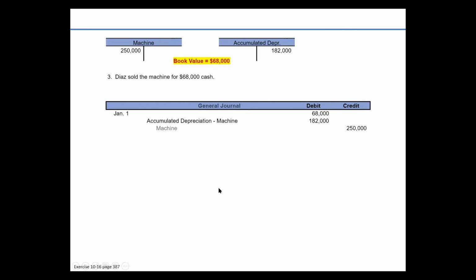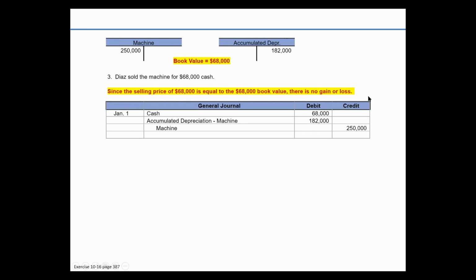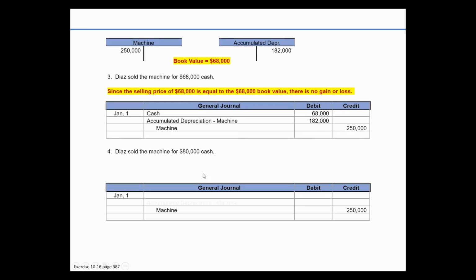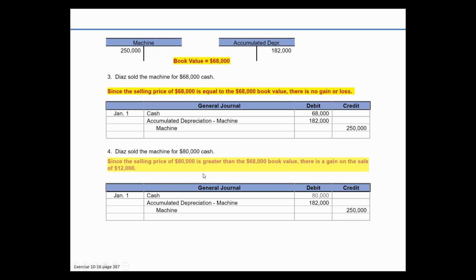And then if they sold the machine for 68,000 cash, again it equals the book value, so there's no gain or loss. So you have cash 68,000, accumulated depreciation on the machine 182,000, and the machine, at cost, 250,000. And then if they sold it for 80,000, there would have been a gain, since the selling price of 80,000 is greater than the book value. So cash 80,000, accumulated depreciation on the machine debit 182,000, and then the machine 250,000, and the gain on sale of the machine is 12,000.